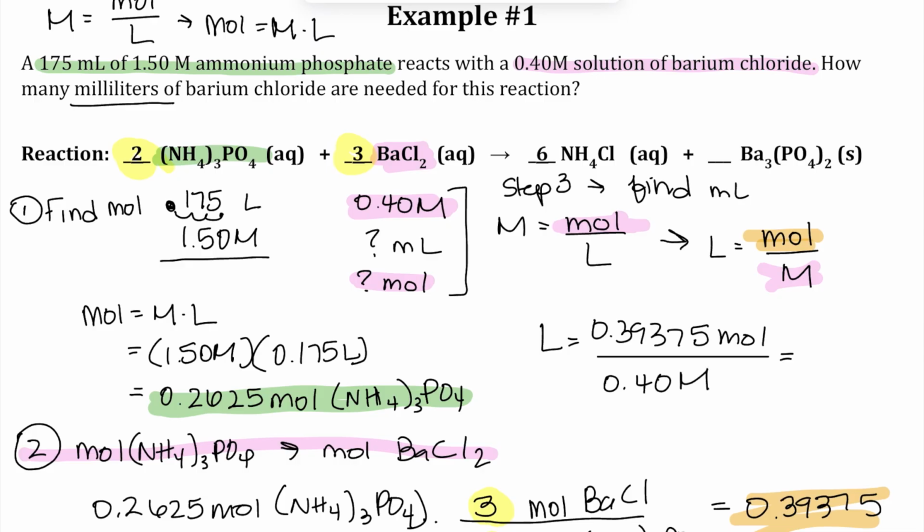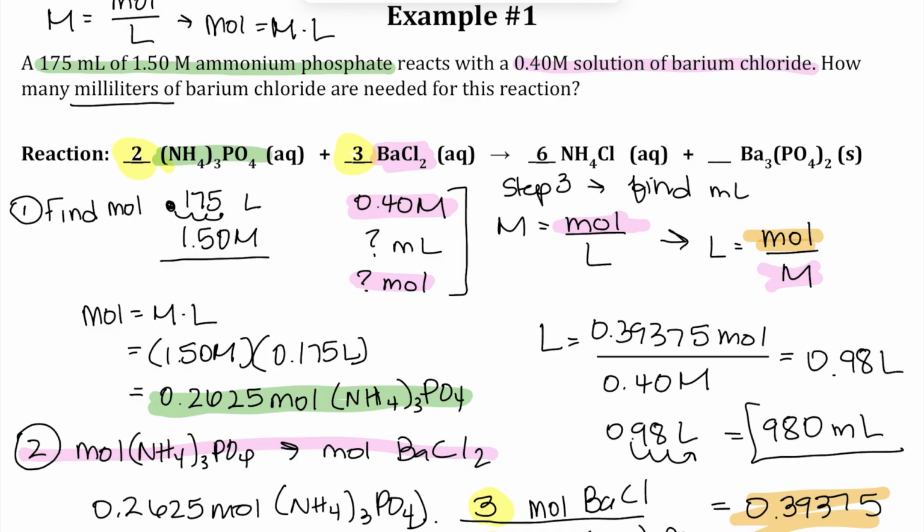And then as we go through and do that calculation, as I look at my sig figs, I have 2 sig figs here, 3 sig figs here. So 2 sig figs is going to be the least amount of sig figs from what we started with. So I have 0.98 liters. Our question does ask for milliliters, and so 0.98 liters to milliliters, we move our decimal 1, 2, 3. We're going to have 980, no decimal, milliliters as our answer.